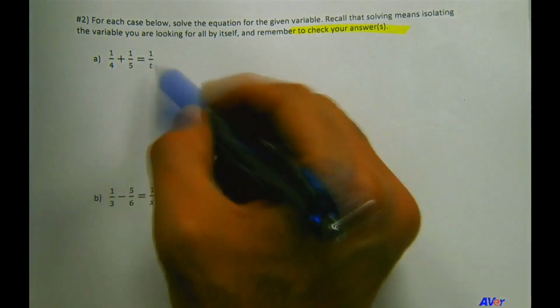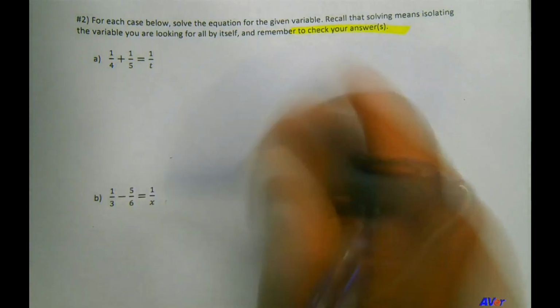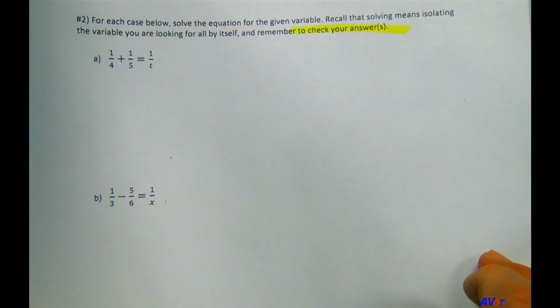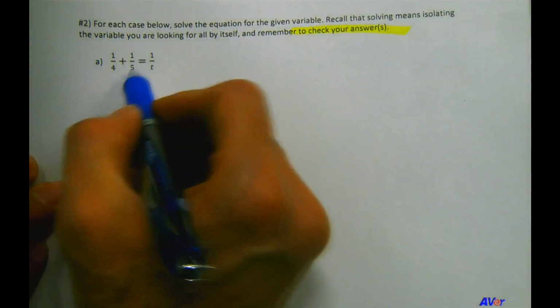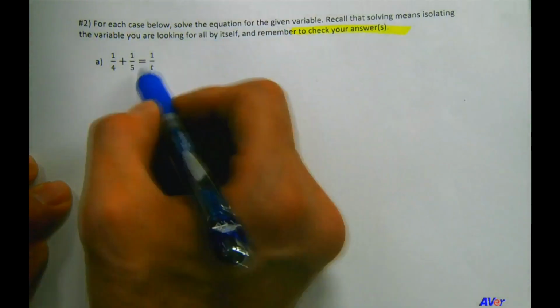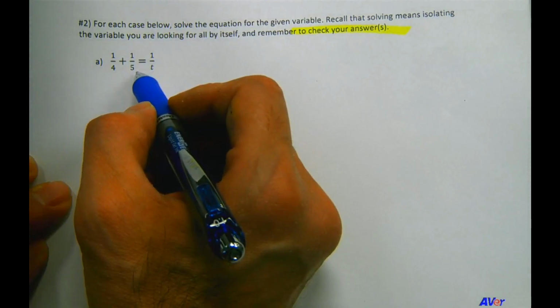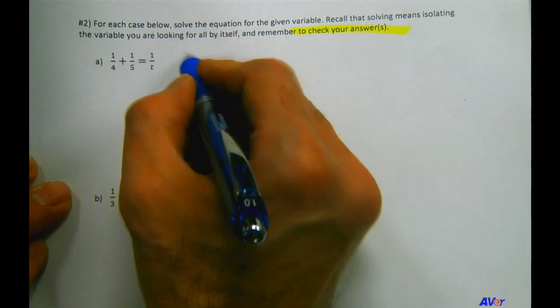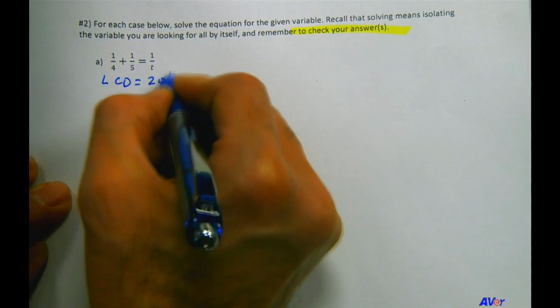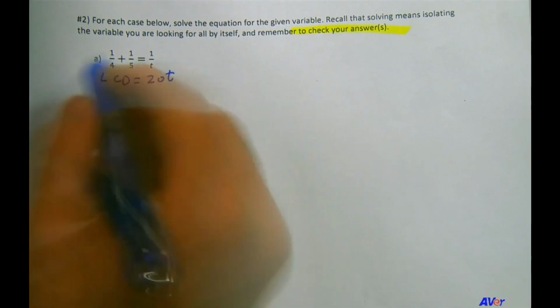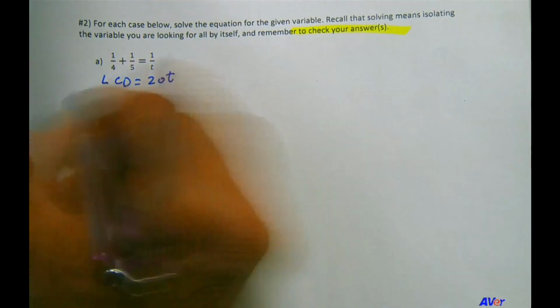So I'm assuming that you've already solved these two problems, A and B, and now you're here to watch my solution. Okay, so I'm looking at this, and this is the one that we've seen before, right? One of the ones for which we figured out the LCD. We know that the LCD for this is 20t, right? 20t will clear all three fractions at once.